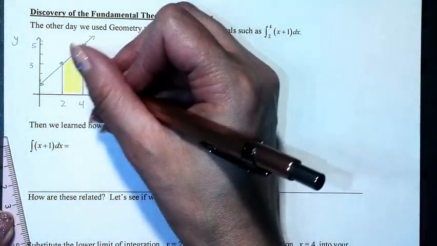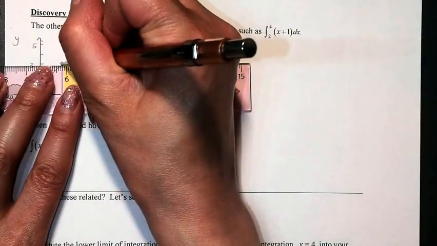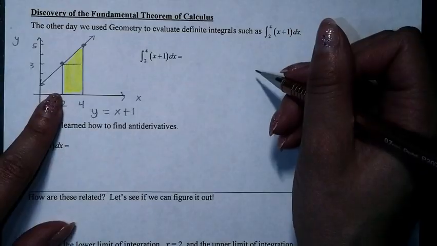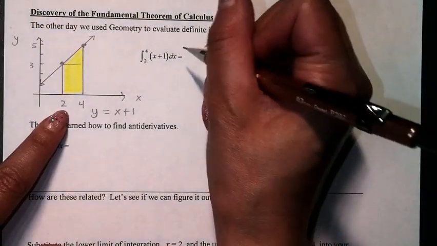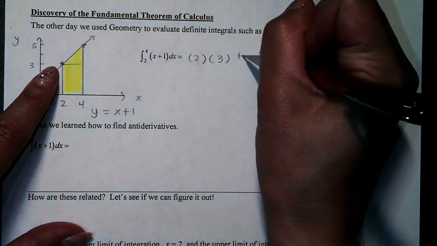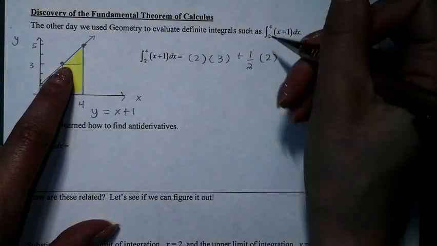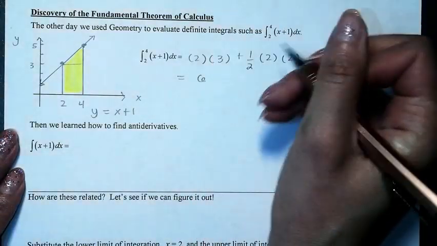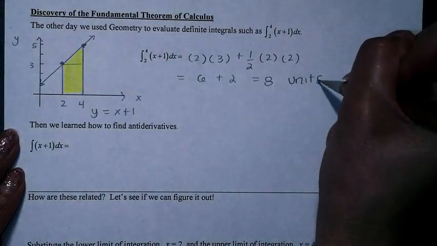So if you want to find the area of that highlighted part, and you don't remember, let's say, the area of the trapezoid, you're going to split it into a rectangle and a triangle. The area of a rectangle is base, which is 2, times height, which is 3. Do you agree with that? Plus the area of the triangle, which is 1/2 times base, which is 2, and the height, that is 2. Do you agree with that? So this is going to be 6 plus 2, which is 8 units squared. Do you agree with that?